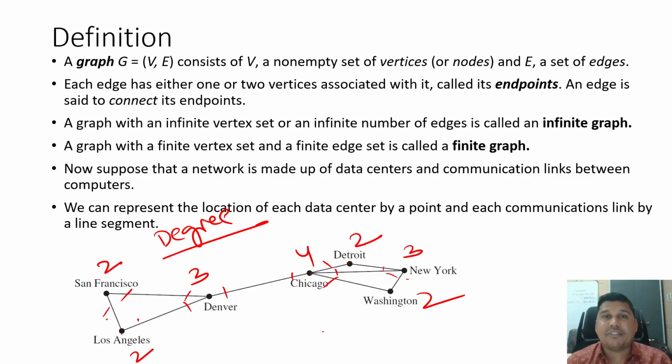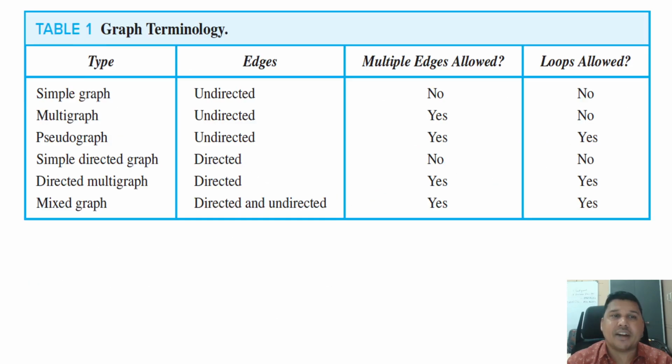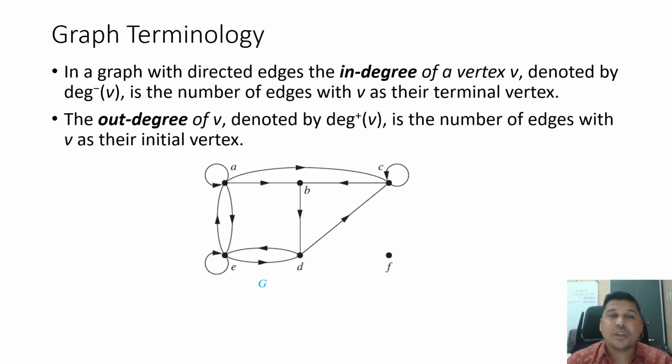For an undirected graph, it is a very simple count. Number of edges connecting to that vertex is called the degree of a vertex. That is for undirected graph. What about directed graph? For a directed graph, we have 2 degrees, because it is having some direction. So we have 2 parameters here, in degree and out degree. Number of edges going away from a vertex is the out degree. Number of edges coming towards that vertex is in degree.